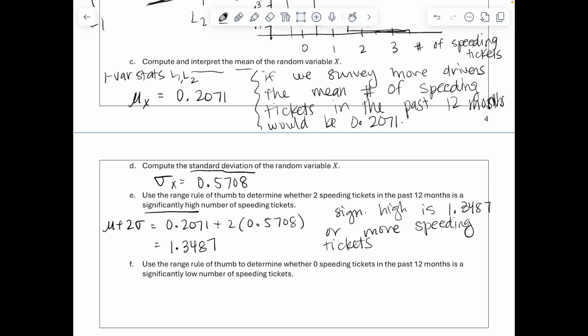And so for this, it's asking if 2 speeding tickets is significantly high. So on this, it is going to be yes, and this is because 2 speeding tickets is more than that cutoff that we just calculated, which is 1.3487.